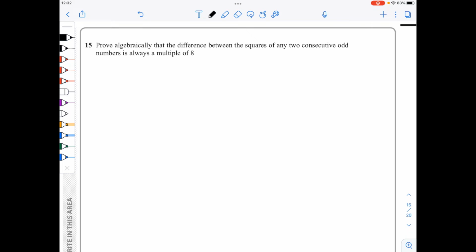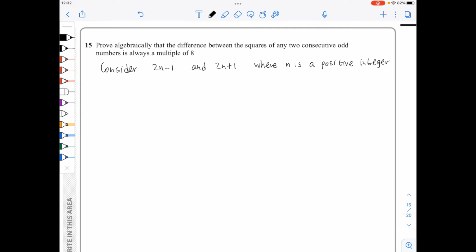We need to prove algebraically that the difference between the squares of any two consecutive odd numbers is always a multiple of 8. So I will start by considering 2n minus 1 and 2n plus 1, where n is a positive integer. Now, the form 2n minus 1 and 2n plus 1 ensures that we're looking at odd numbers, and actually they are two consecutive odd numbers.